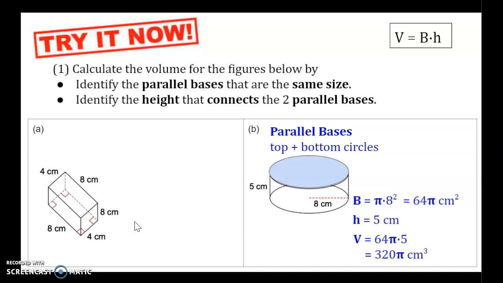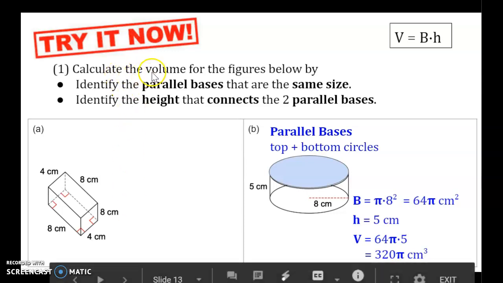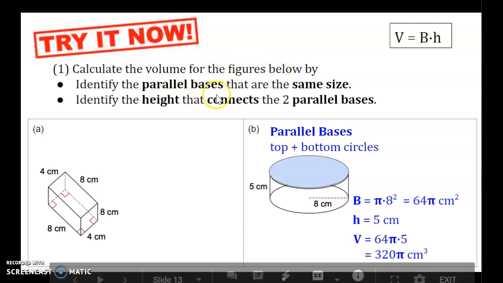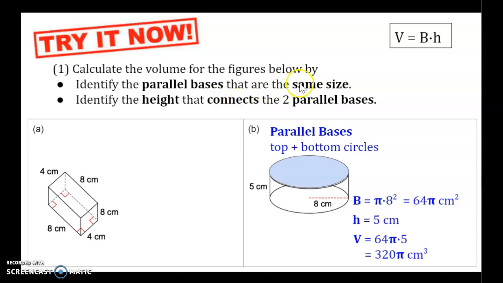Alright, so then you have a couple of try it now problems. So please pause the video and solve these. But make sure when you're calculating the volume of the figures below, you identify the parallel bases first. They have to be the same size and they have to be parallel to each other. And identify the height that connects the two parallel bases. Okay, please pause the video now and do these problems, and I'll show you the answers.